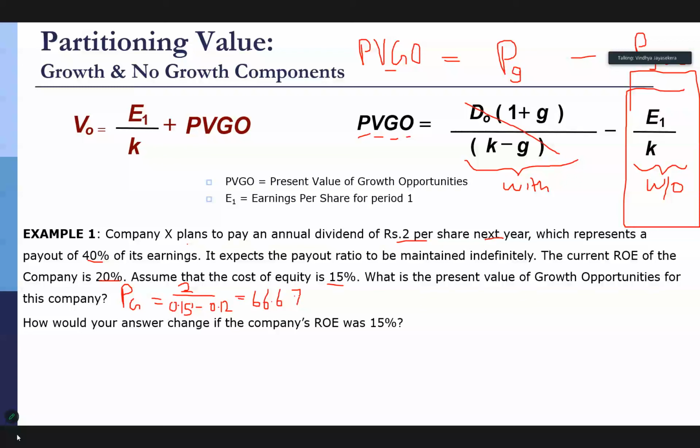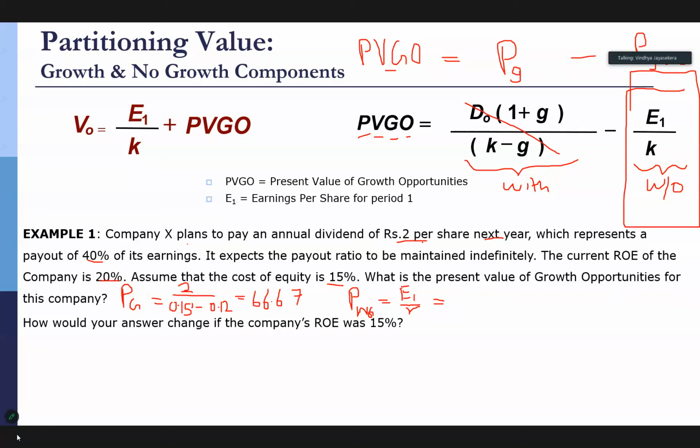And what is the value of the no growth company? You have to find the value of the no growth company. If this company was not growing, then the value would be its earnings divided by R, not dividends divided by R, earnings divided by R, right? That's the assumption. So if the company was not growing, the value would be earnings divided by R.